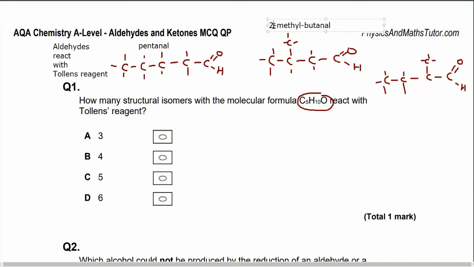Oh, I messed the names up. Never mind, I'll flip them around. Sorry about that. That was 3 methyl butanal. Now I could move the methyl group 1 along so that it's right next to the aldehyde group, and it will now be 2 methyl butanal. So I've got 3. So is that the answer?